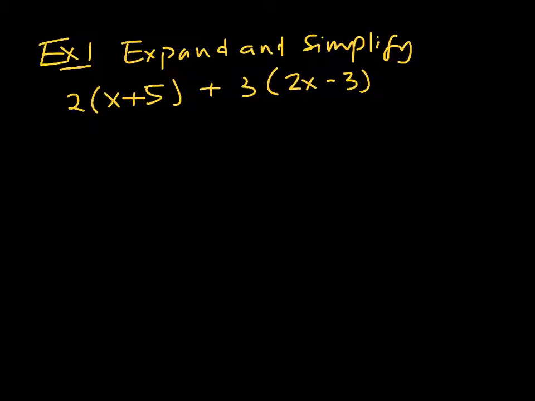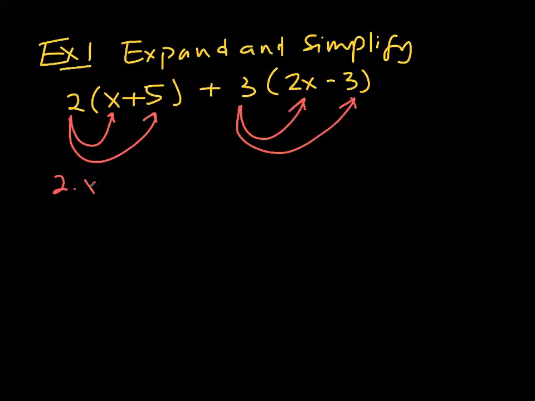Remember, whatever we have outside the bracket, we distribute it to all the contents of the bracket. So 2 goes to x and 2 goes to 5. Also 3 goes to 2x and 3 goes to negative 3. So the first one, 2 times x plus 2 times 5. Don't forget the middle sign, so that's plus 3 times 2x, minus 3 times 3. Okay, so now let's try and solve it.